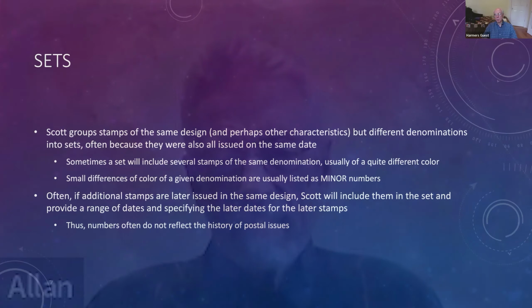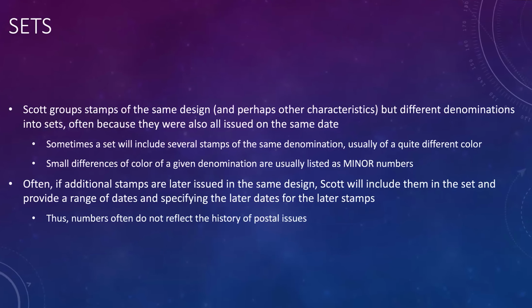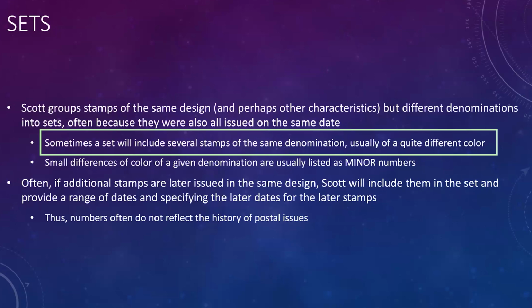Right. One of the issues that comes with Scott is the idea of sets, and I guess most catalogs have the idea of sets, which gives them a certain amount of problem. Usually, a set is listed as a set because the stamps for the set were all issued at the same time, and usually to commemorate something specific or to be a new definitive issue. Sometimes in a set, what Scott calls a set, they will have stamps of the same denomination but different colors, and sometimes quite different colors for the same denominations. They will include that in the set.